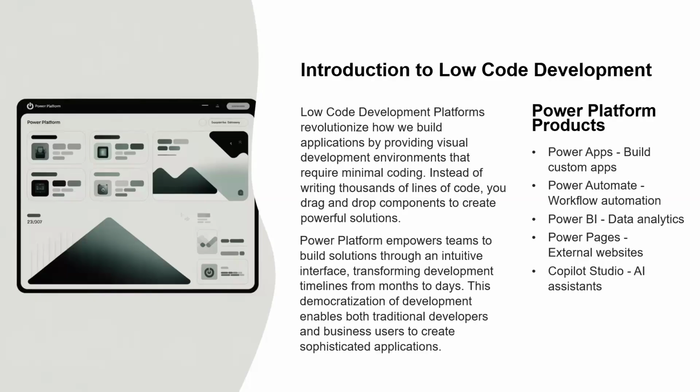Power BI allows you to do data analytics. This is where you develop dashboards. You have your data sets and then you can make dashboards out of them to help your clients and your users understand what your data is saying. Power Pages is for external websites, and Copilot Studio is an AI assistant. Like I said, the AI assistant for the Power Platform is Copilot, which is Microsoft's AI model. You know how OpenAI has ChatGPT, and Elon Musk has Grok. We have Copilot from Microsoft.